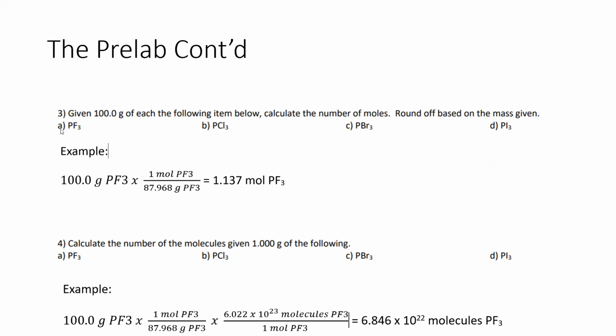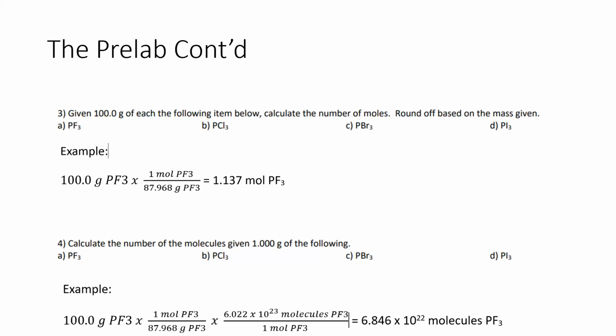And so we would start by, for example, taking 100.0 grams of phosphorus trifluoride and then dividing it by the molar mass. We want to make sure that the grams are in the denominator so that the units of grams will cancel and you'll be left with units of moles. You would do the same thing for B, C, and D. The only difference is you'll be using the molar mass of B, C, and D, which is different because of the different halogens used in the formula.